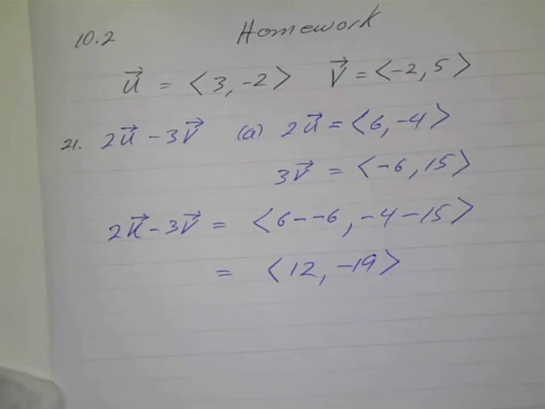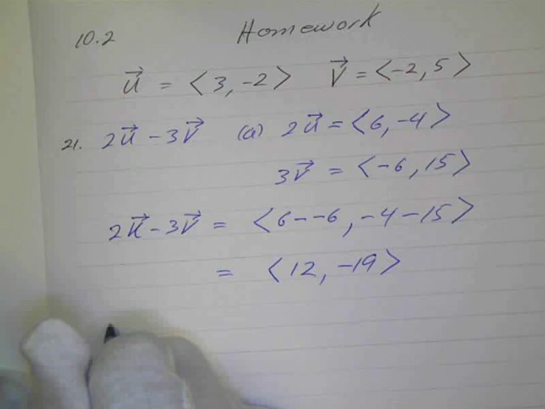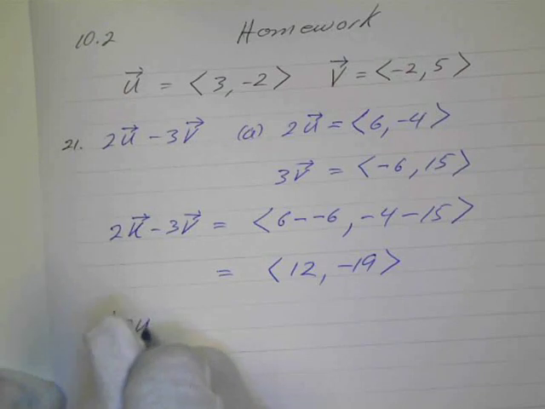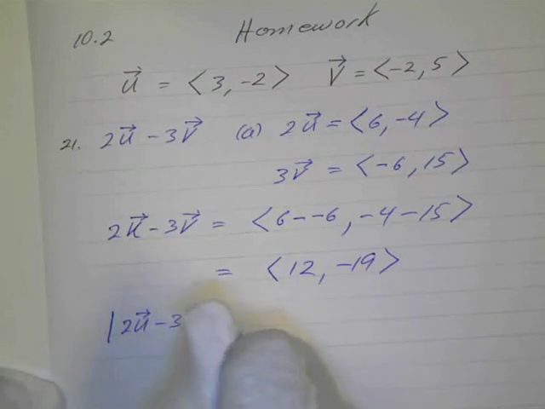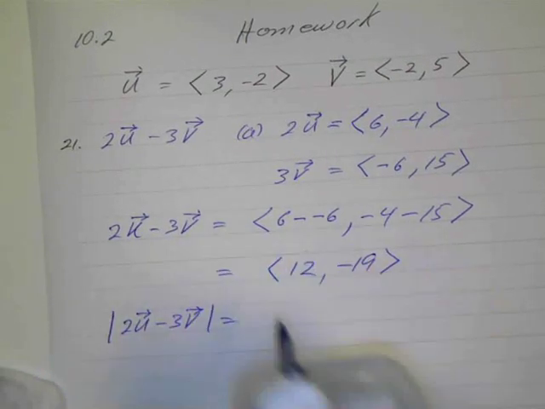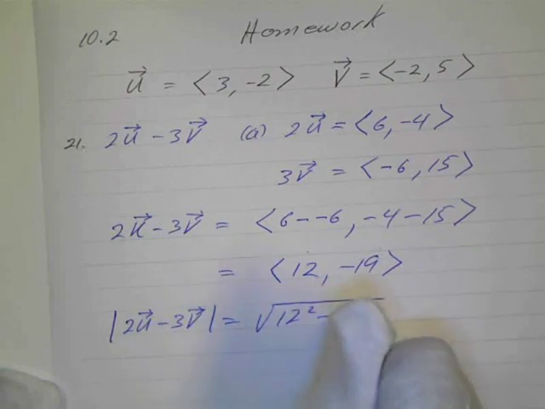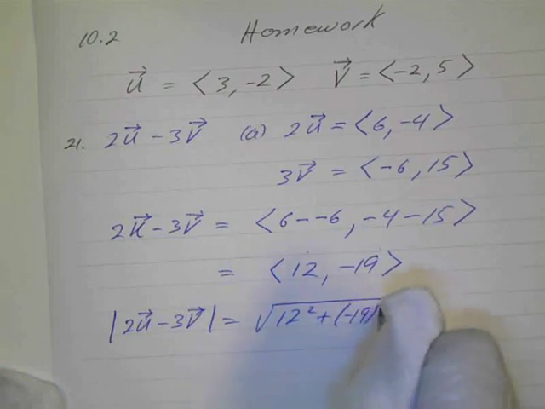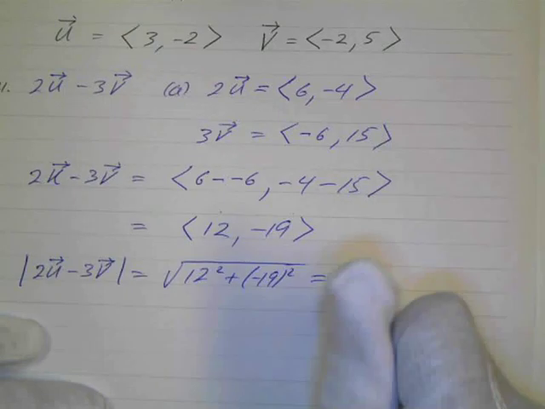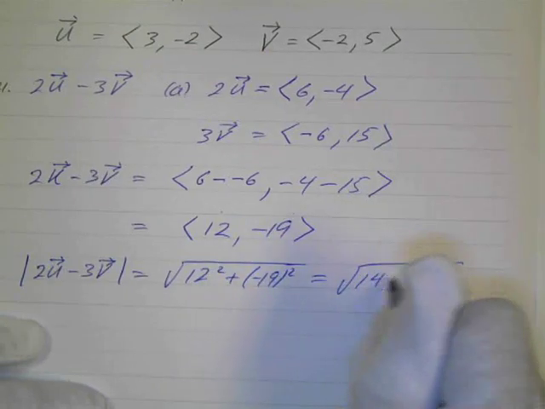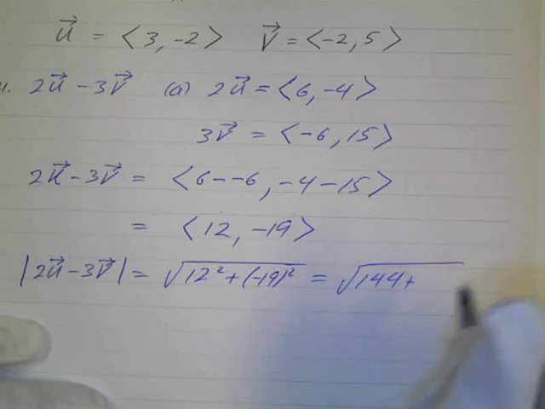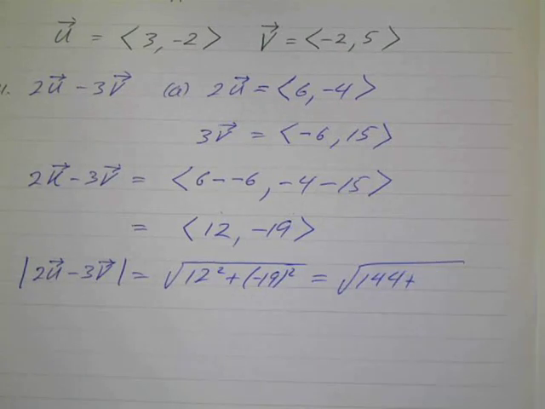And then we want the magnitude of this vector. So this is like our A and this is like our B, so it's just going to be the square root of 12 squared plus negative 19 squared. Okay, and that's just going to be the square root. 12 squared is 144, plus negative 19 squared.